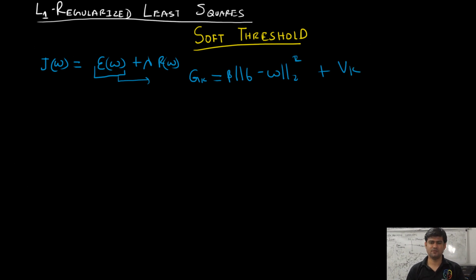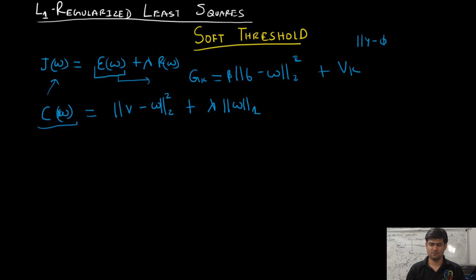In this part lecture, we will discuss what is known as soft threshold, and we'll have a loss function C of W, which is equal to some constant vector V minus W, L2 norm squared, plus lambda times L1 norm of W. So this loss function C of W is a special case of our original loss function G of W, which was norm of Y minus phi times W squared plus lambda times L1 norm of W. It is a special case by setting V equal to Y and phi as an identity matrix.